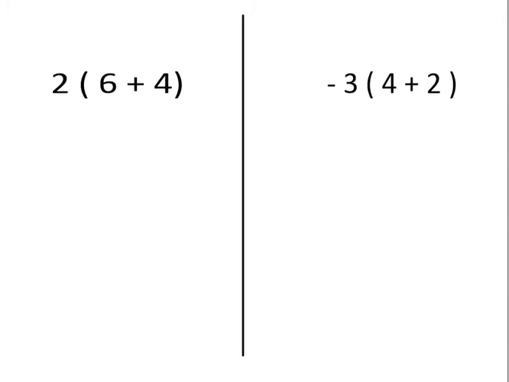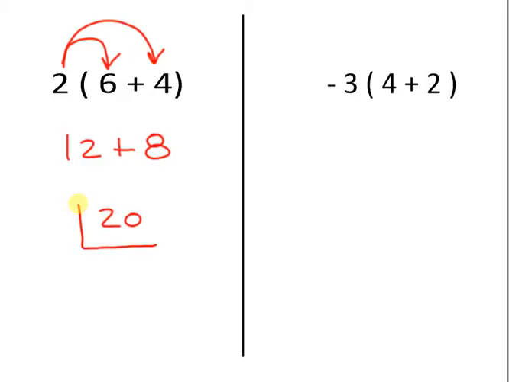All right, so let's see what that looks like when we solve an actual problem here. We have 2 parentheses 6 plus 4. So we're going to go ahead and distribute our 2. I do want you to draw the arrows to show me that you know how to distribute. So 2 times 6 is 12. And then I have a plus sign in the middle, and 2 times 4 is 8. 12 plus 8 is 20. And then we're going to box it off. Simple as that.